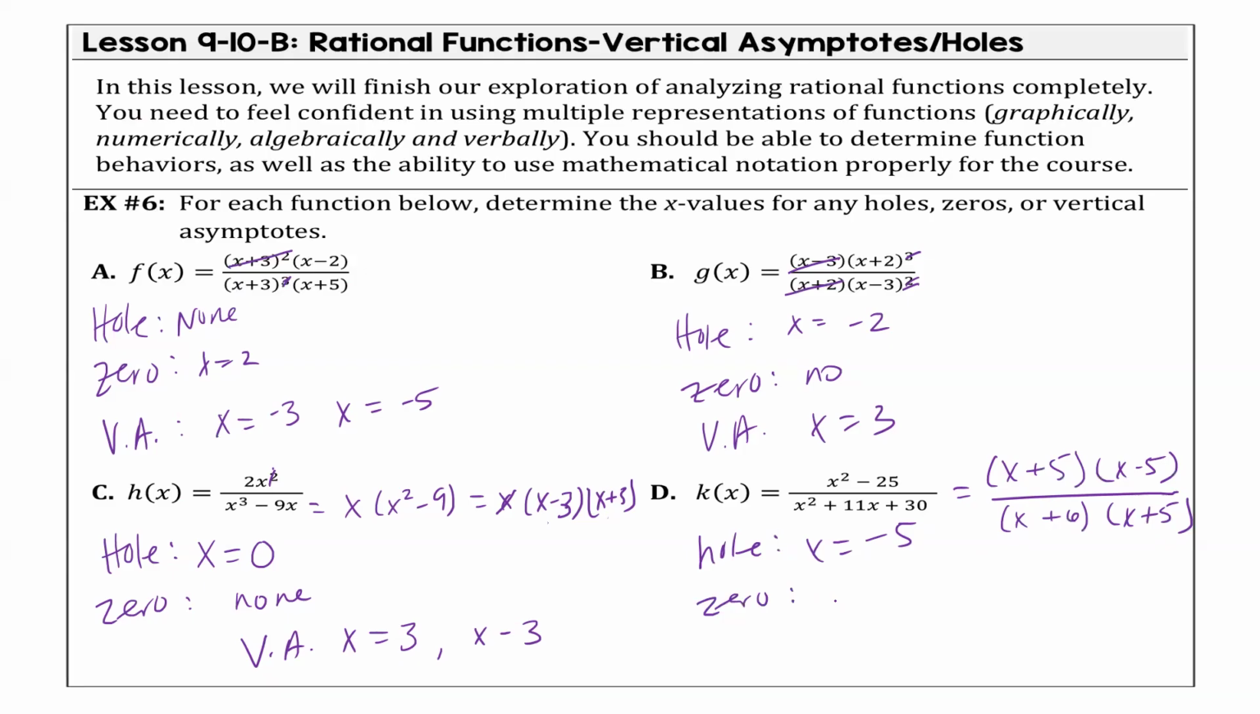Incorrect. Where's my 0 at? Positive 5. Because when I cross this out, who was still left up there? And then what about vertical asymptote? At x equals 6. Negative 6. Perfect.